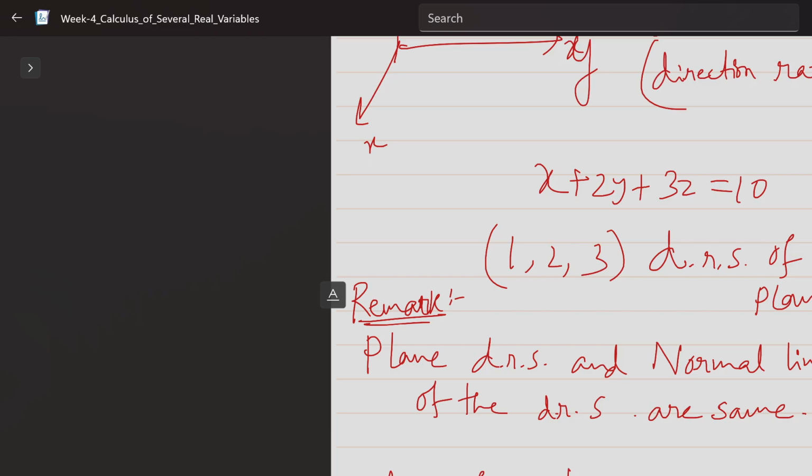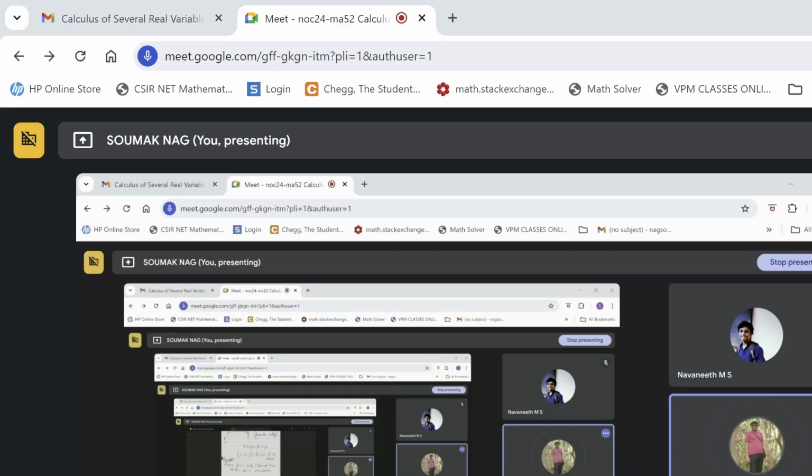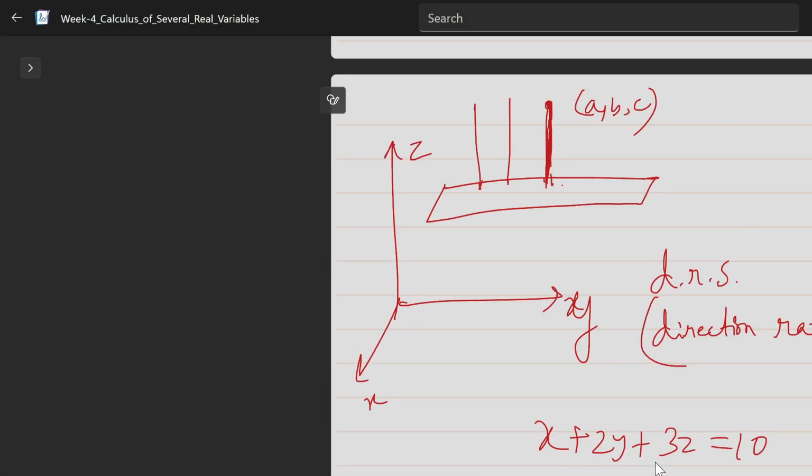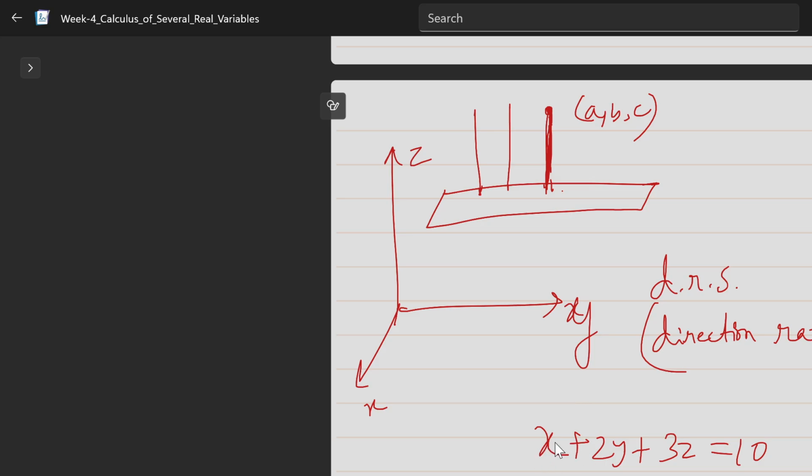Repeat the thing which you just mentioned. Okay, I'll repeat. I am saying direction ratio means 1, 2, 3. Did you understand this thing of a plane? Coefficients are the direction ratios. Coefficients are called direction ratio, and direction cosine is something different. You have to normalize it. That I will not tell. I will say direction ratio only.